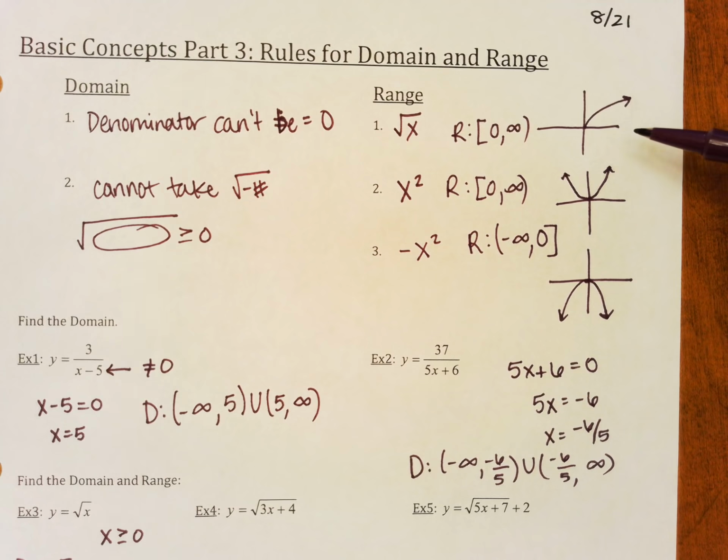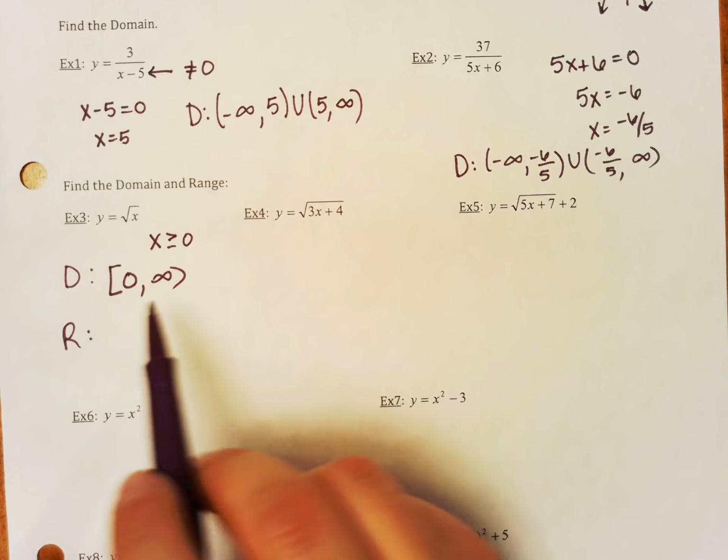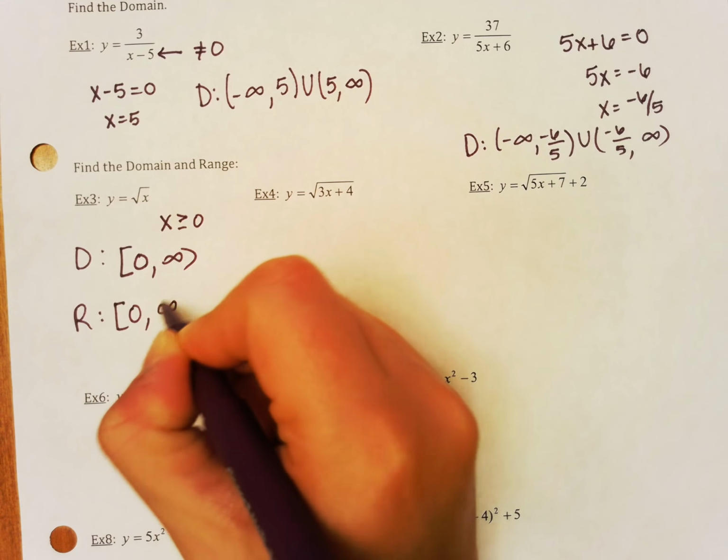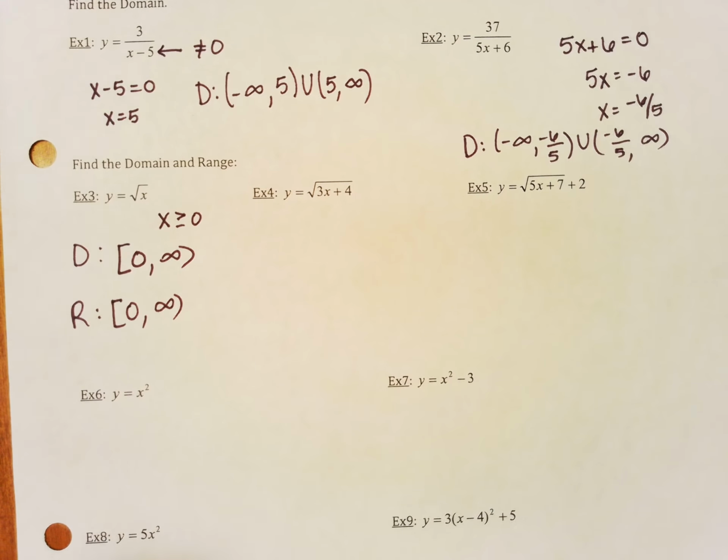Our range is actually one of our rules, our first rule here of the square root of x. As I'm plugging in these positive values, I'm only getting positive values back out. If I plug in 0, I get 0. So 0 is the lowest possible value I could get for my range, and it goes on and on up to infinity.